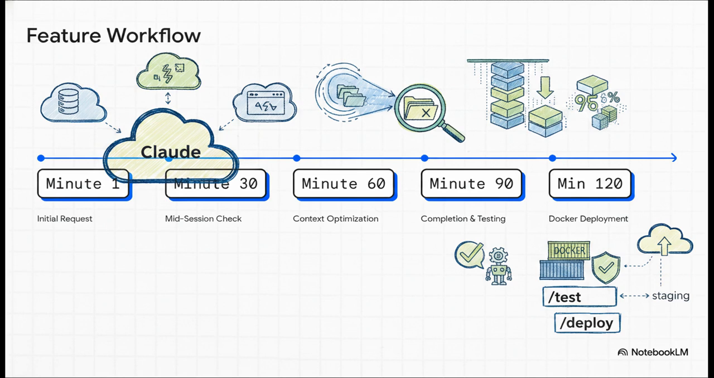At minute 90, the subagents finish up, and you use your /test command for instant completion and testing. Finally, at minute 120, you use your /deploy command to run a dry run Docker deployment, verify all the security checks, and safely push to staging. That is seamless orchestration from start to finish.